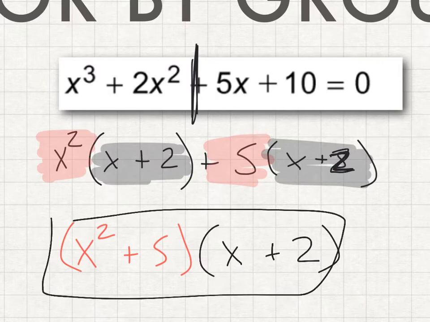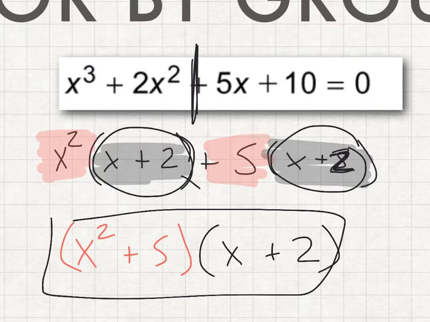Yes, Brian? The 2 we got from here and here. So these two are the same, and it just becomes this one.